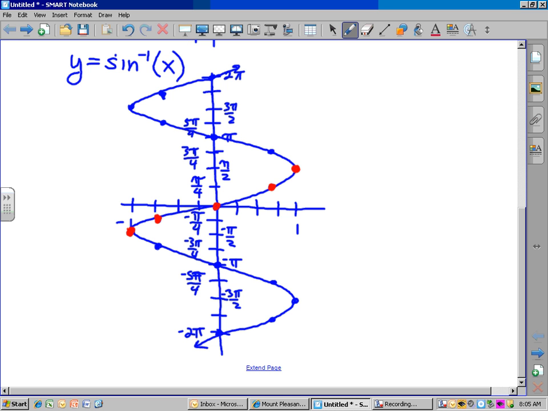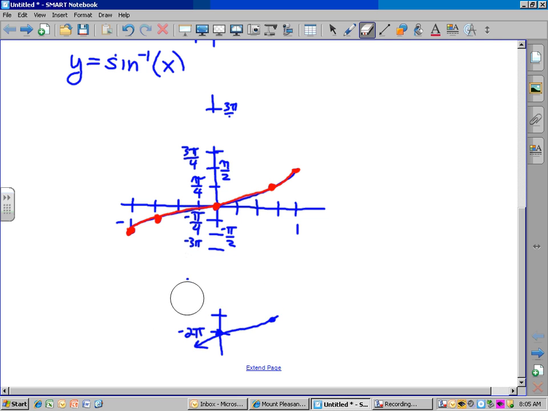This point. Would that pass the vertical line test? Yeah, that's all we keep. That's the graph of the inverse sine. Do we have to draw the whole thing? Nope. How much do we need? How far does this go? From what to what? Correct. From negative pi over 2 to pi over 2. That's all the further we really need to go.